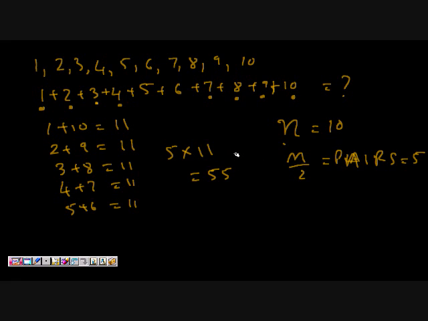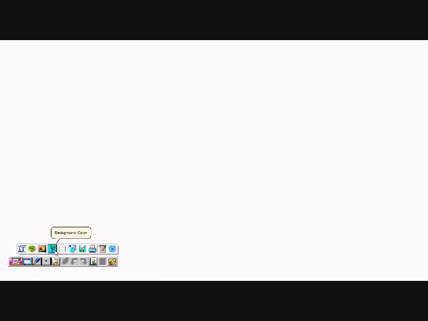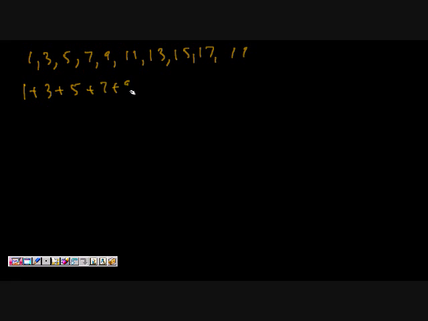Okay. Now let's take another example of the odd numbers that we talked about earlier. You're given the sequence of odd numbers: 1, 3, 5, 7, 9, 11, 13, 15, 17, and 19. You're supposed to find the sum of this sequence: 1 plus 3 plus 5, and so on. What is the sum of this?